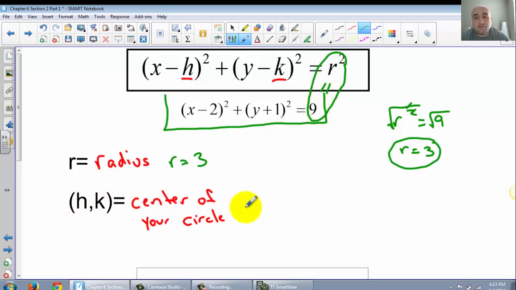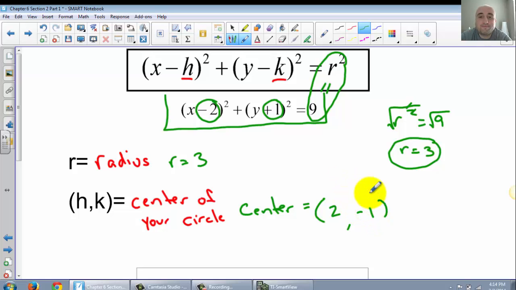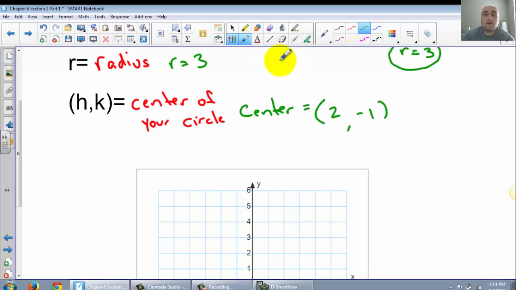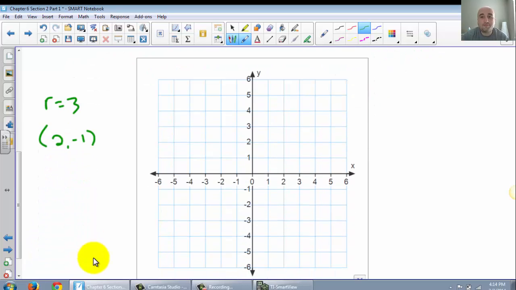Now let's look at the center of our circle. We use these two numbers to get our center. And hopefully you remember when we did our quadratic chapter that you always use the opposite sign. So if it says x minus 2, you're going to use positive 2, and if it says positive 1, you're going to use negative 1. Okay, so there are the two pieces of very important information that you have. R equals 3, so I'm going to write this down here, and our center is (2, -1).